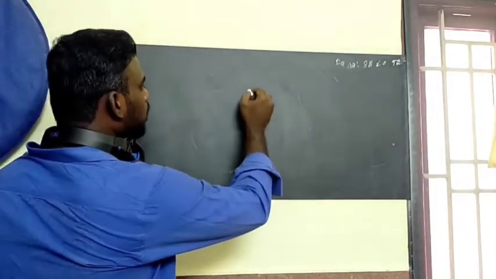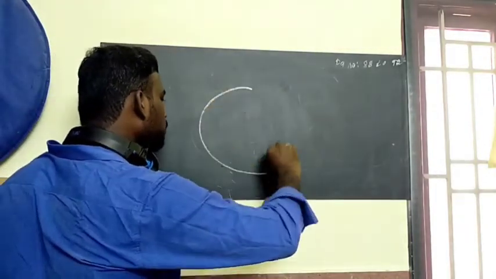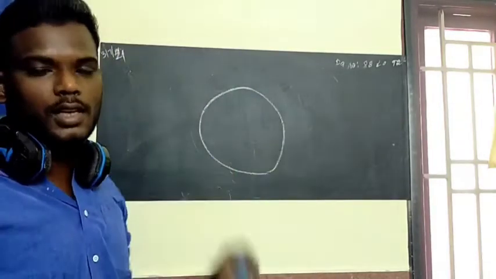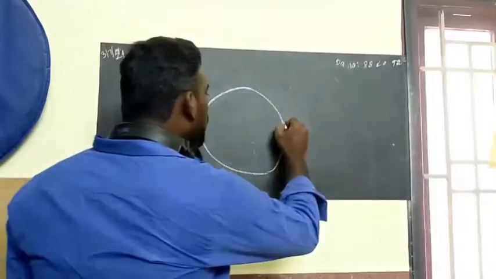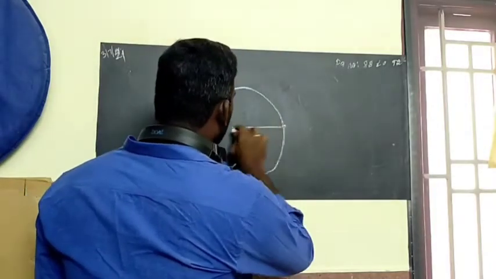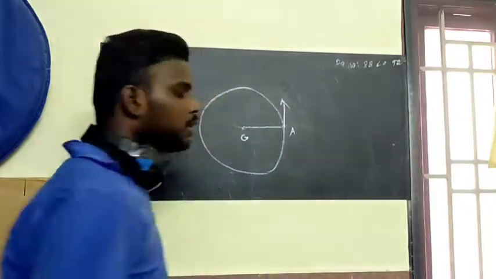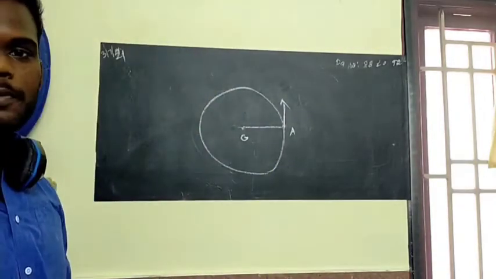So what is uniform circular motion? When an object is moving in a circular path with uniform speed, it is called uniform circular motion. Is that clear?